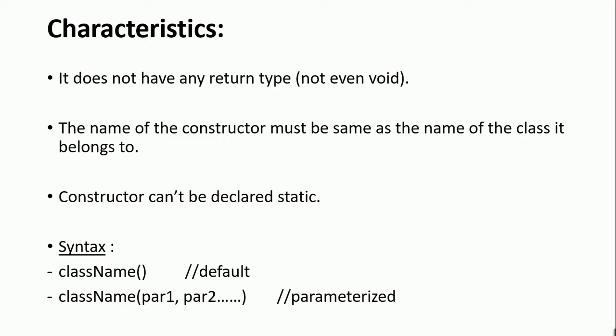Here we have the syntax of how we use the constructor. The first syntax is of the default constructor. In a default constructor we just need to write the class name and parentheses, but in a parameterized constructor you have to write the class name and within the brackets specify your parameters. So this is all about constructors.